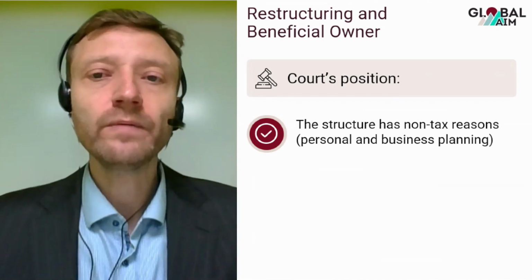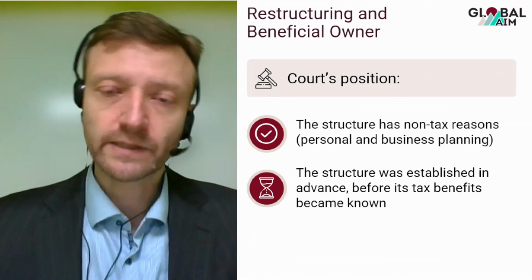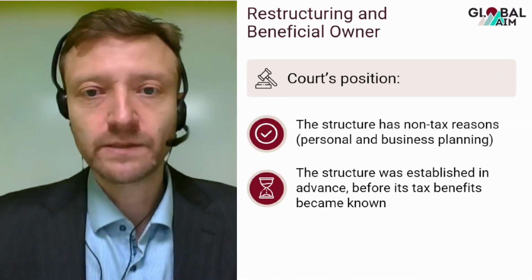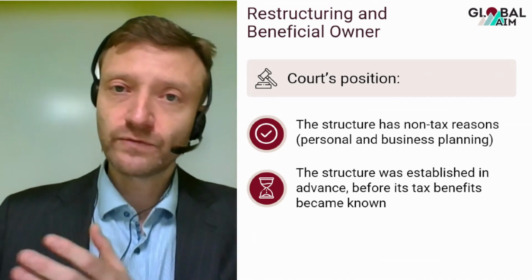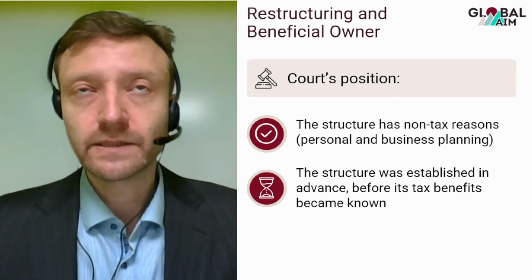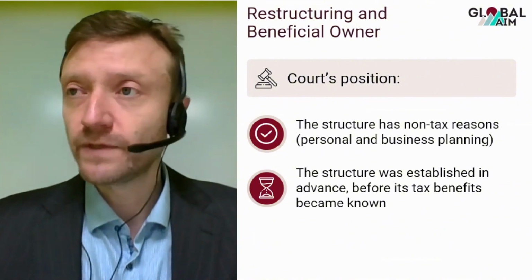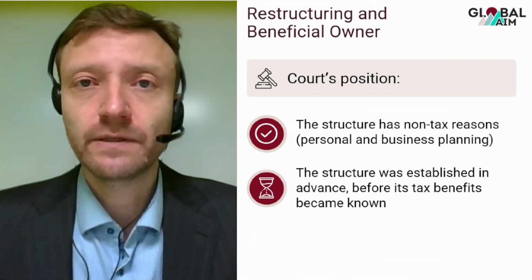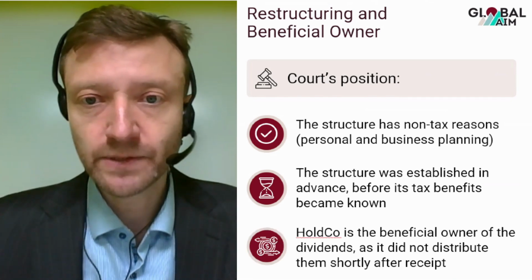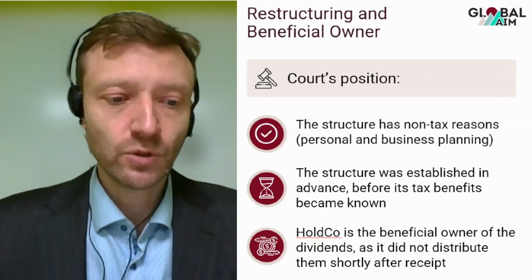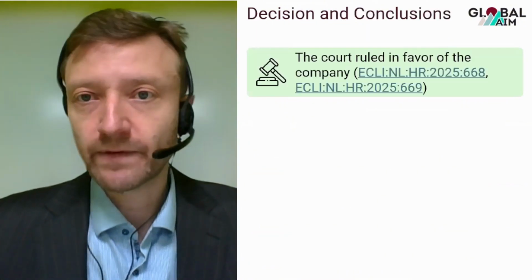This is why there were personal planning considerations behind the restructuring and the change of tax residency in the structure. The structure was established well in advance, and we remember that the change of tax residency took place in 2011, while the distribution of dividends happened late in 2015. So almost 5 years had passed before the distribution of dividends after the change in tax residency occurred. And finally, although the holding company had limited substance, it did not distribute dividends shortly after it received dividends from the Netherlands. On these grounds, the court ruled in favor of the company.